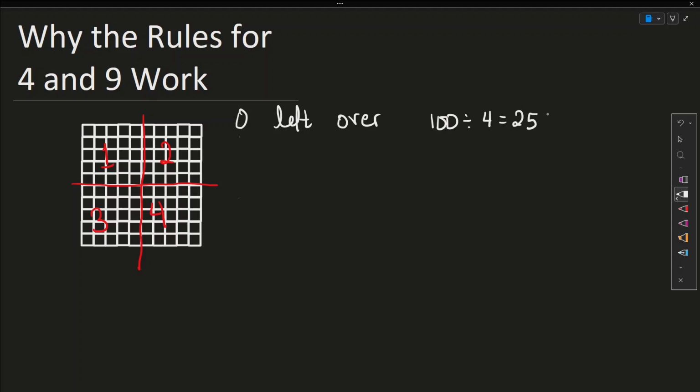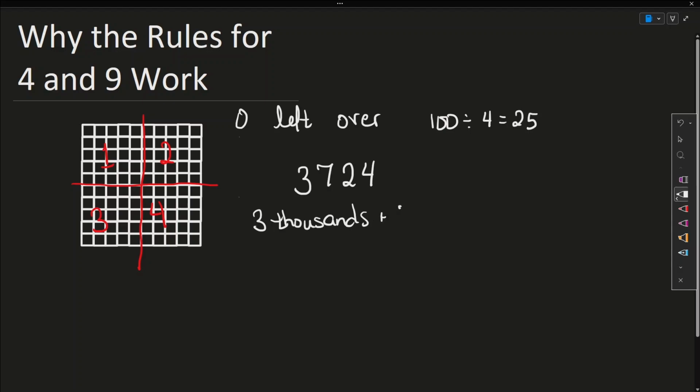Now think about any number written in base 10. A number like 3,724. This is 3 thousands plus 7 hundreds plus 2 tens plus 4 ones.